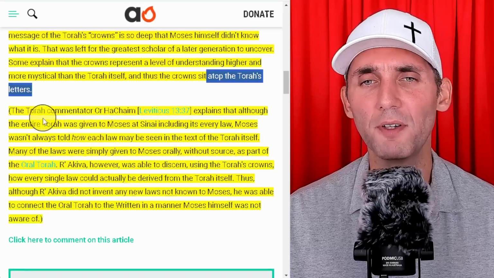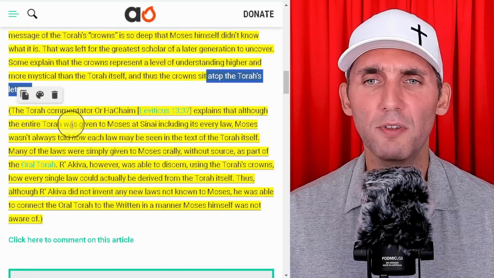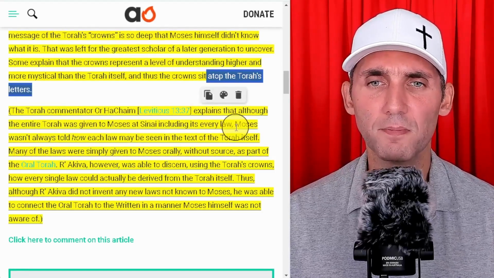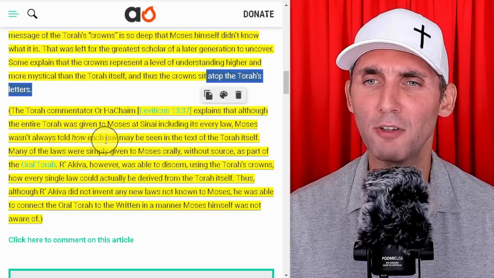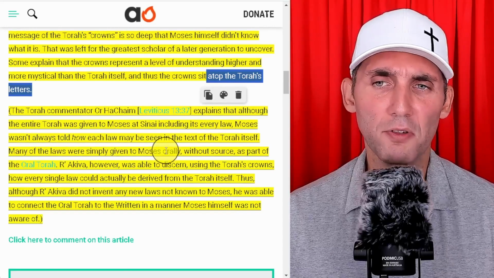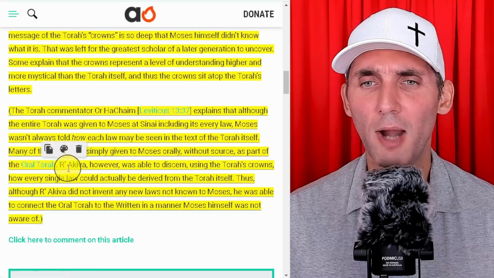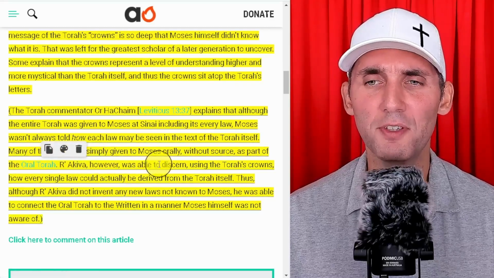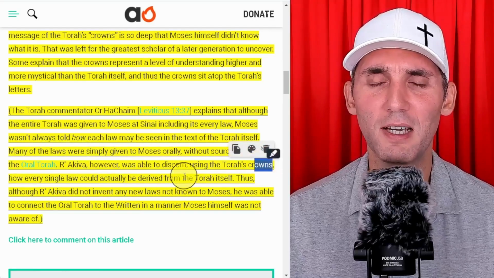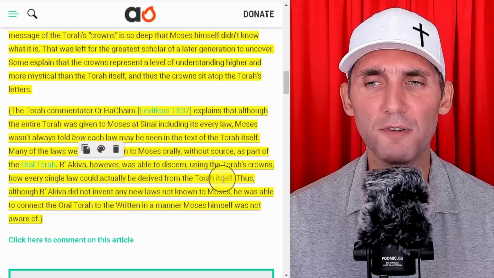When I read to you those passages of the rebukes to the Pharisees that Jesus said, they're very accurate, and they're still accurate. One more paragraph here. The Torah commentator of Or Chaim explains that although the entire Torah was given to Moses at Sinai, including its every law, Moses wasn't always told how each law may be seen in the text of the Torah itself. Many of the laws were simply given to Moses orally without source as part of the oral Torah, which of course is not true. Rabbi Akiva, however, was able to discern using the Torah's crowns, i.e. mystical things, how every single law could actually be derived from the Torah itself.